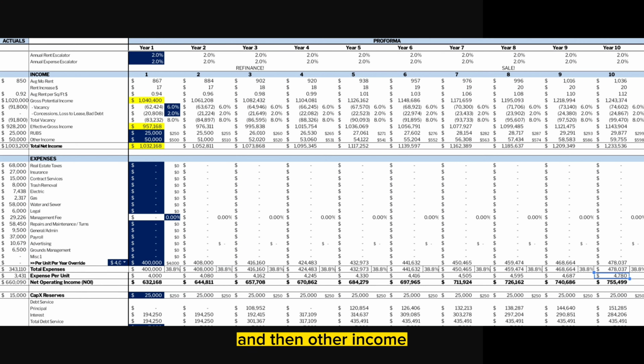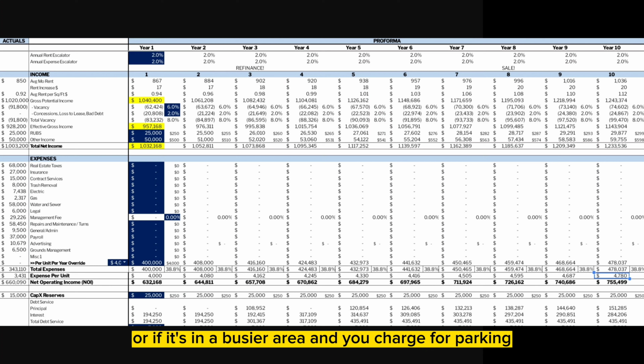And then other income, this could be maintenance bill backs, if you have internet on site that tenants can pay for, if you have maybe laundry, or if it's in a busier area and you charge for parking, things like that. Those are going to fall under other income.